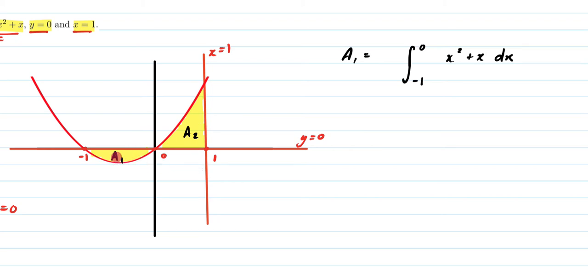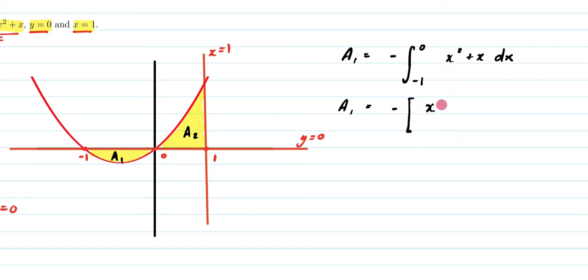But here's the important part right here. Because A1 is below my x-axis, I know that it's going to be negative. In order to get a positive value for it, I'm going to put a negative there. And that's going to counteract the negative that I know is going to be produced because it's below the x-axis. So we're just going to make sure we keep that there always.